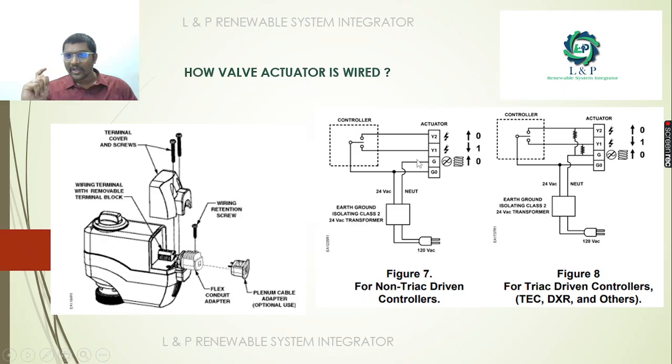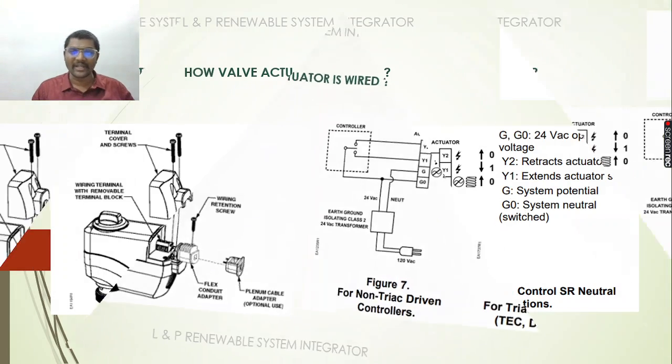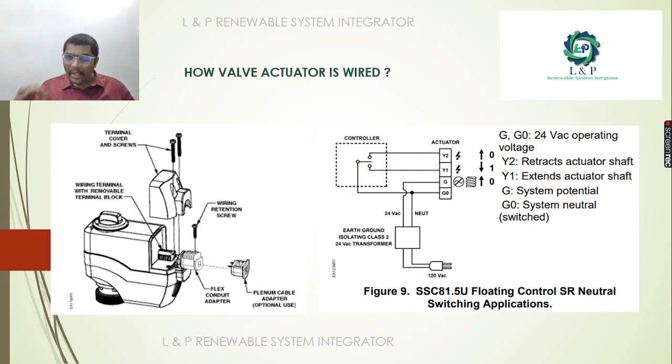If you give the supply on the Y2 line, it will do one operation. If you give supply on Y1, it will do another operation, like a relay. See here, Y2 retracts the actuator shaft, whereas Y1 extends the actuator shaft. It means if Y1 is extending, Y2 makes the actuator retract. So this is the basic function. This is basically how the valve actuator is wired.